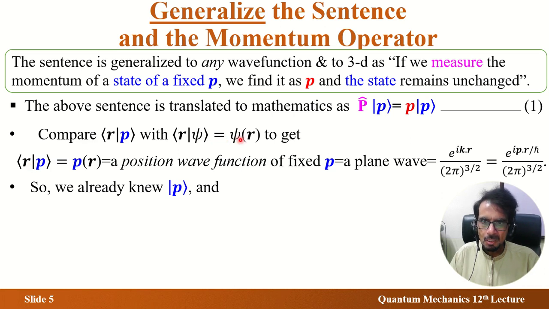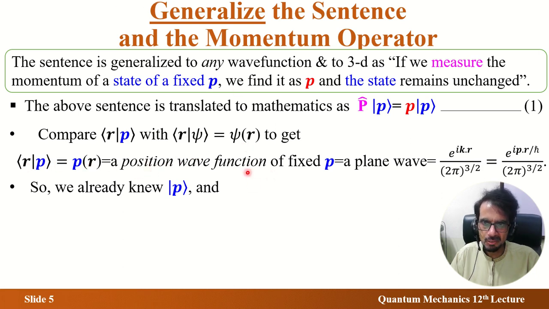P is momentum. So this means the left hand side psi is specialized to P. That means the specialization is that we don't have any arbitrary state, but we have a special state which is labeled by, characterized by, a fixed momentum. That's the left hand side, and on the right hand side psi is also replaced with P. Understand what that means? Psi means any wave function, and P means that wave function which is characterized by a fixed P, and the position wave function, because r is here, that's why position wave function.